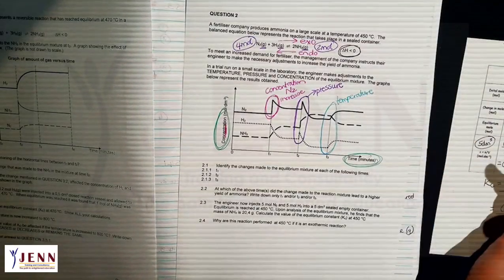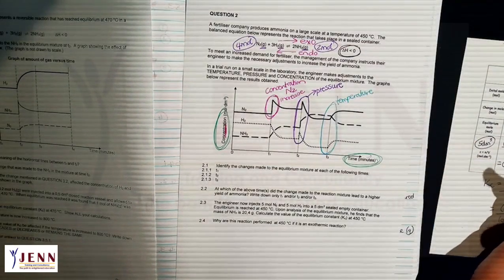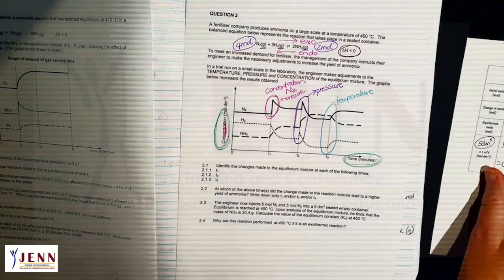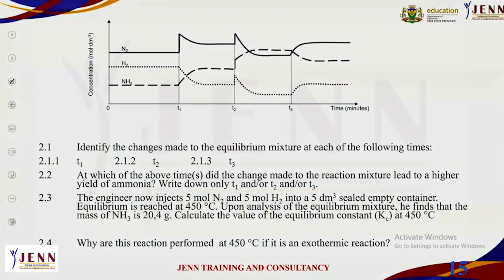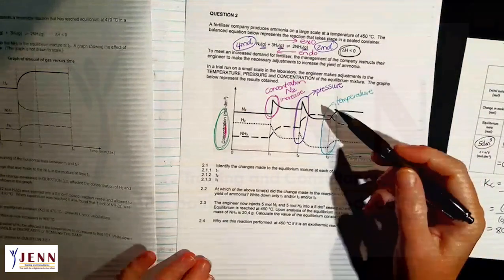Okay, so the first part was: a fertilizer company produces ammonia on a large scale at a temperature of 450 degrees Celsius, and they've given you the balanced equation. To meet an increased demand for fertilizer, the management of the company instructs their engineer to make the necessary adjustment to increase the yield of ammonia. So in a trial run, we changed pressure, concentration, and temperature. Okay, so now on my graphs.